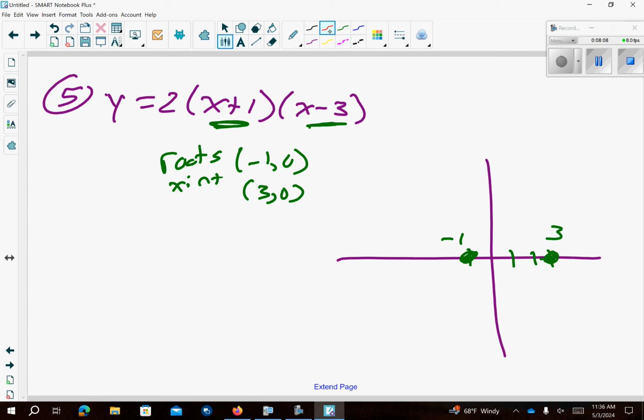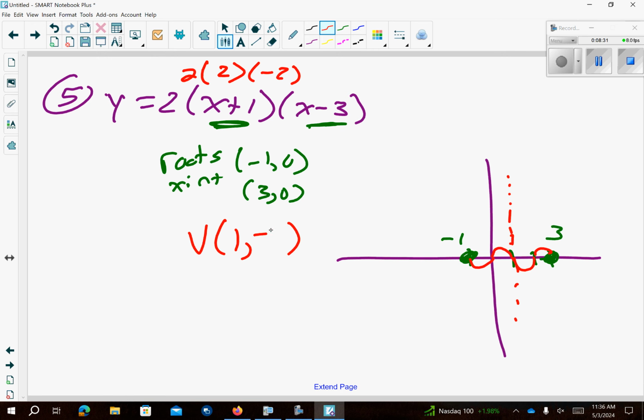And we need to look for our vertex. So our vertex is halfway, so if I come in 1, come in 1, come in 1 more, come in 1 more, our vertex and our axis of symmetry are at 1. So if we plug 1 in, we get 2 times 1 plus 1 is 2. 1 minus 3 is -2. Multiply it out, that comes to -8, which is down here.